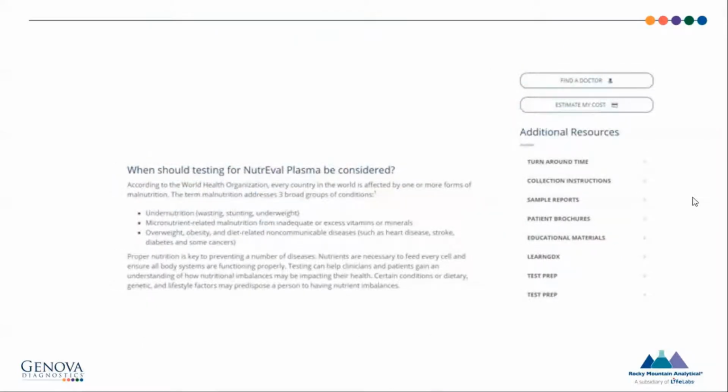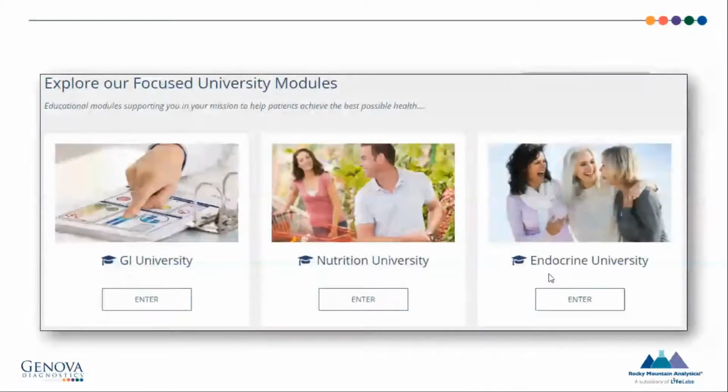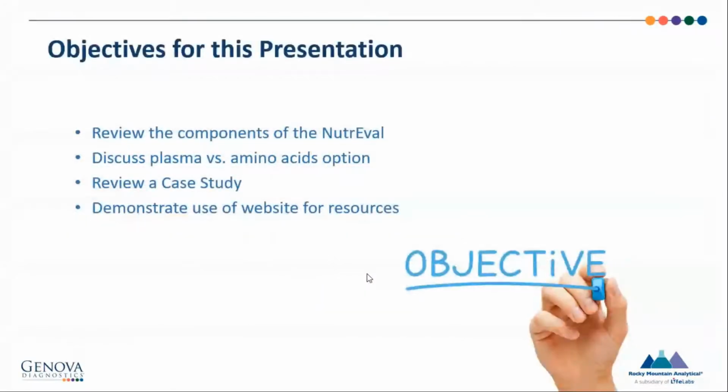Another thing that you might want to look at, well, before I even get to that, just notice these test preps. A lot of times we get questions, I'm doing this test, but my patient's on probiotics. Will that affect the test? Those kinds of questions, look at test prep. But under Learn GDX, you get all these modules. So in this case, for the NutrEval, I would go to Nutrition University, and there'd be a ton of information. So I highly recommend exploring the website.